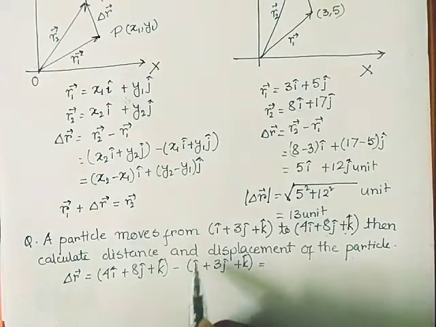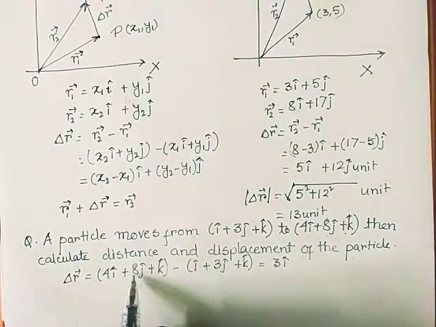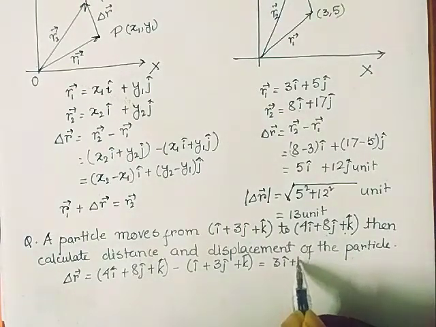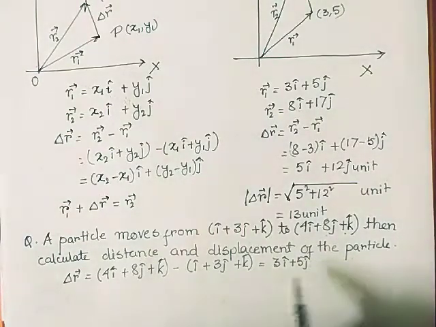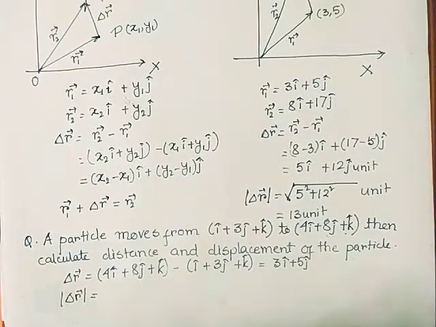So 4i cap minus i cap becomes 3i cap. 8j cap minus 3j cap becomes 5j cap. k cap minus k cap becomes 0. So what is the value of the displacement? This is it. What is the value of the distance? The magnitude of the displacement is the distance.